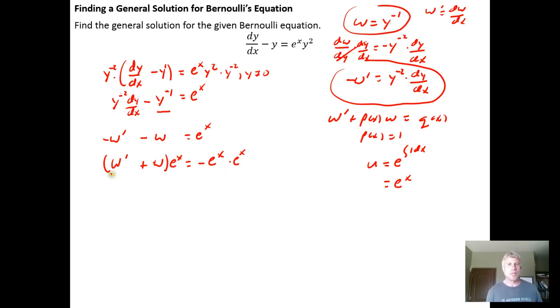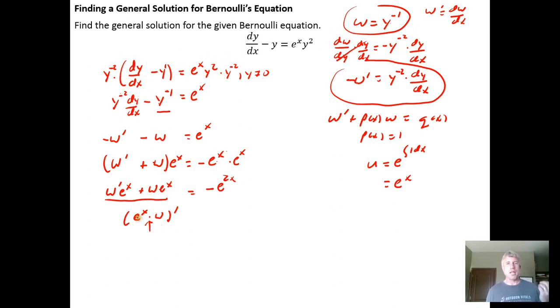When we distribute the integrating factor into this term, if we've done things correctly, it's going to be e to the x times e to the x, which is e to the 2x. If we've done this correctly, what we get right here for this expression is just going to be the derivative of the integrating factor times w. And the way you check your work is you differentiate this using the product rule.